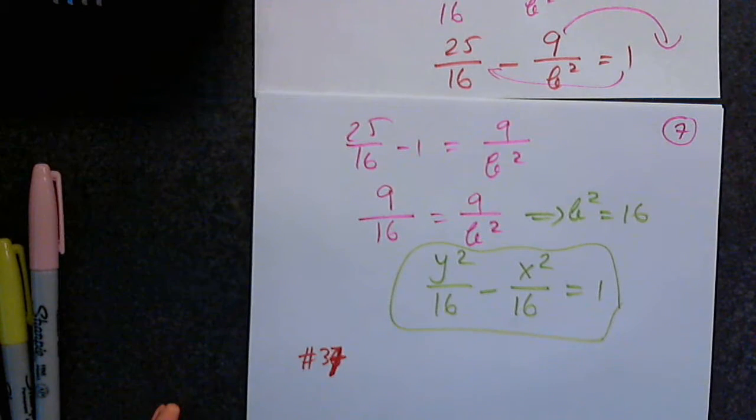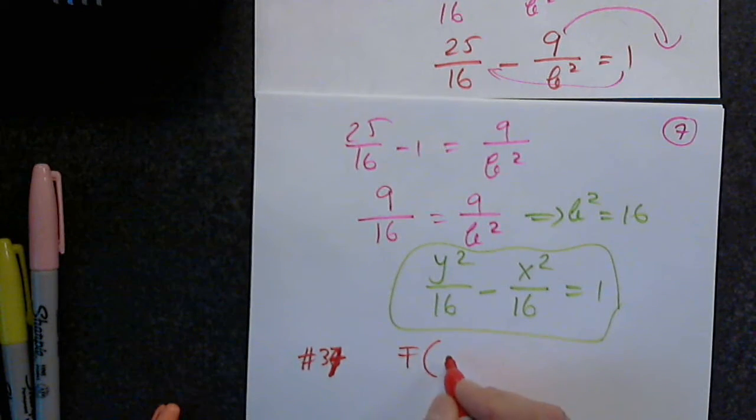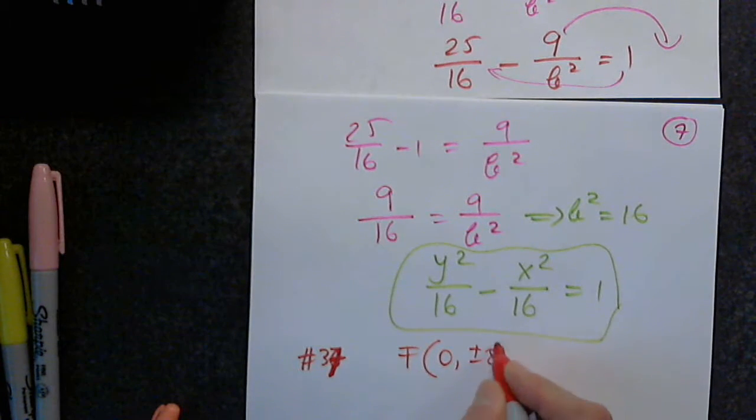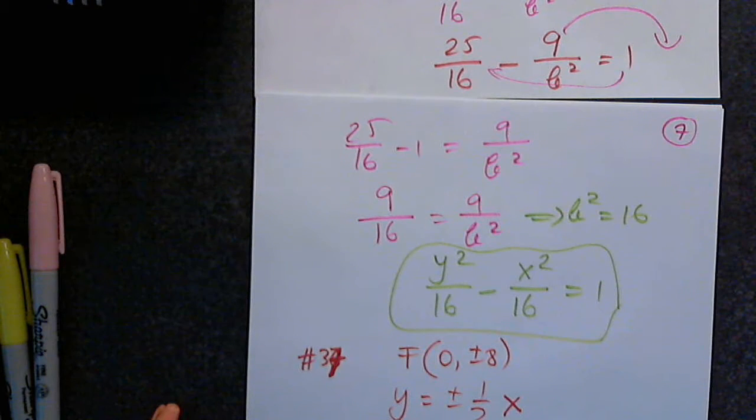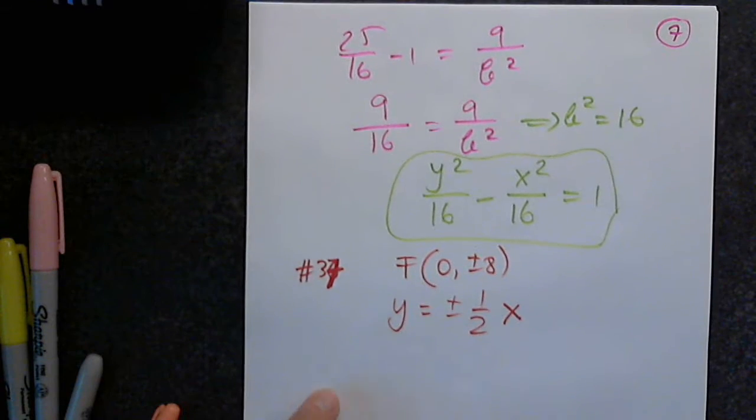So we're given the foci as (0, plus or minus 8), and the asymptotes are y equals plus or minus 1/2 x. Find an equation for the hyperbola that satisfies the given conditions. What have we learned from the foci, one focus at (0, 8) and the other at (0, negative 8)? What have I learned from that right away? That the transverse axis is on the y-axis.